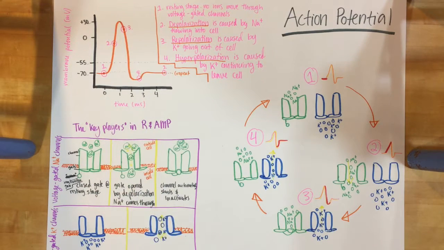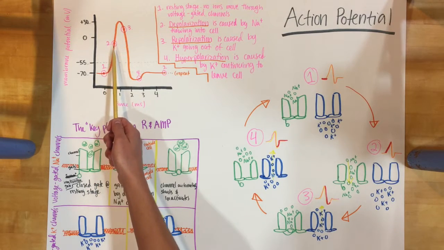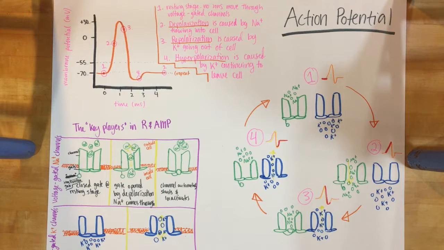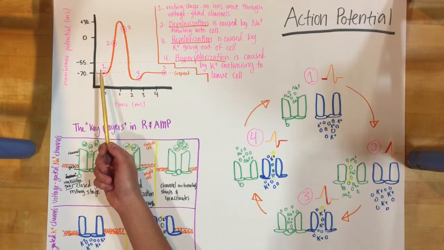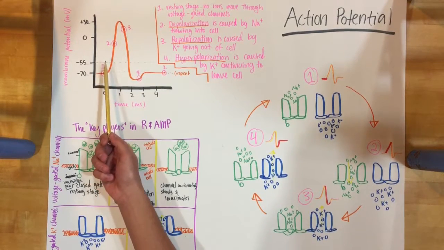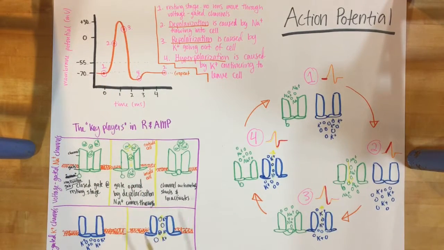This is an impulse chart. The stages are resting, depolarization, repolarization, and hyperpolarization. When a nerve cell receives an impulse through its dendrites from another nerve cell, if the impulse is great enough to make the voltage or the charge of the nerve cell rise to negative 55 millivolts or above, then the nerve cell will fire.